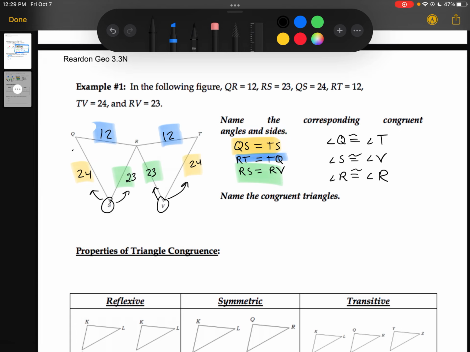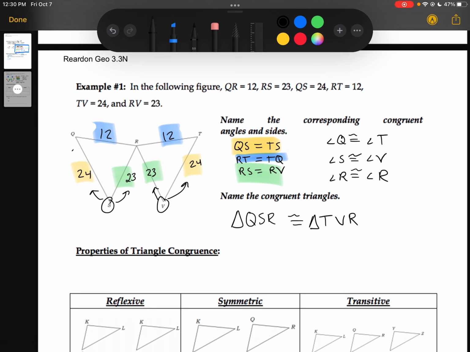So when we go to write these triangles out, we have to make sure that we are following this matching order. So if we're going to say triangle something equals triangle something, well, if we start off with Q, the first term of our second triangle has to be T, because Q and T match. If we start off with S, the next term has to be V, because S and V match. And if we end with R, that last term has to also be R, because R and R are matches for each other.